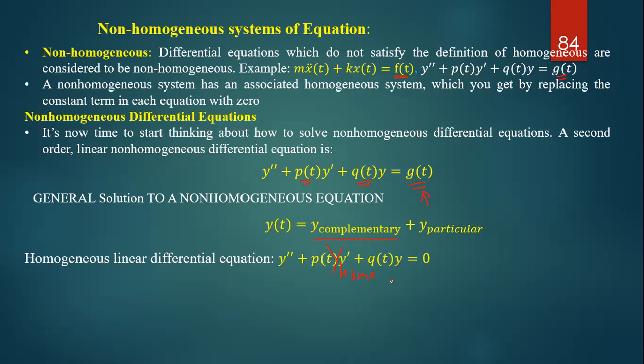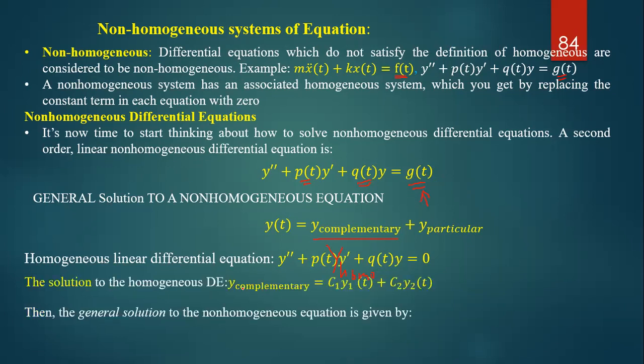So the homogeneous linear differential equation is the previous one set equal to 0. The solution to the homogeneous differential equation is y complementary, which is c1y1 of t plus c2y2 of t. This is the complementary part. Then the general solution of the non-homogeneous equation is this complementary part plus the particular solution.